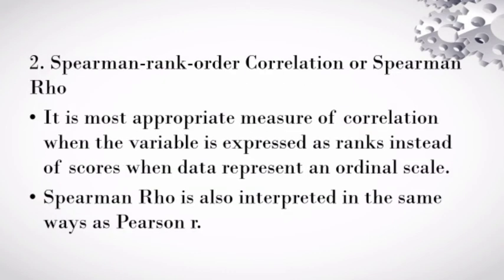Next is Spearman rank order correlation or Spearman rho. It is the most appropriate measure of correlation when the variable is expressed as ranks instead of scores, when data represent an ordinal scale. Spearman rho is also interpreted in the same way as Pearson r.